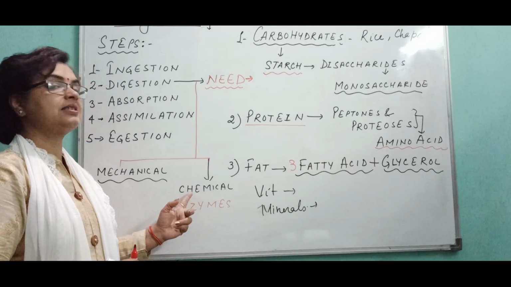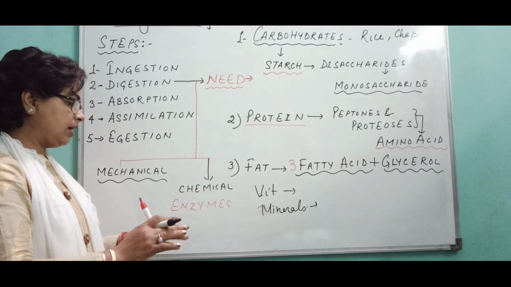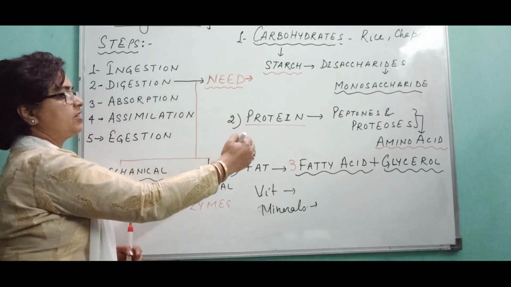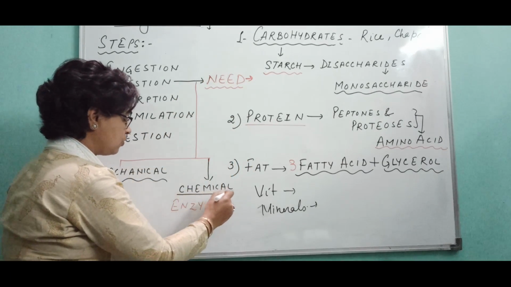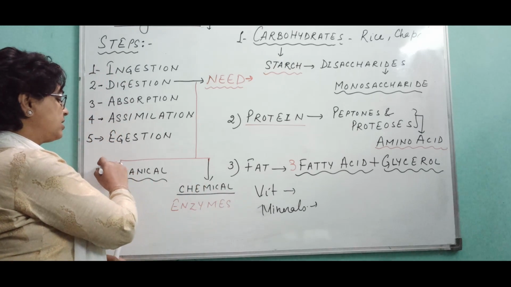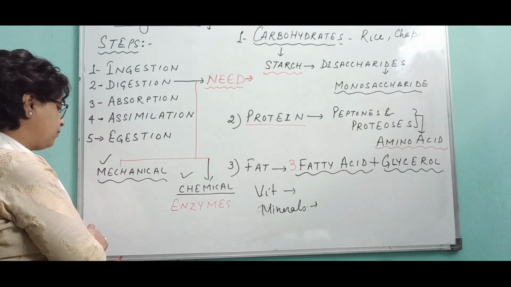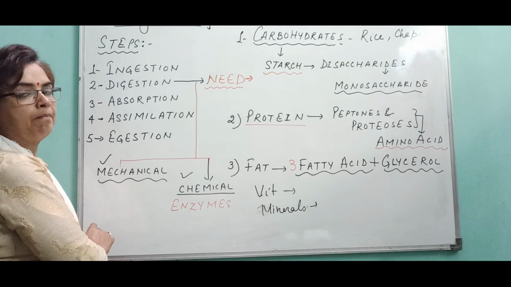What is the next? That is the chemical. The chemical way is using enzymes for converting this complex one into the simple one. So first of all, we'll start from this mechanical and chemical in the process of digestion, which will start from our mouth.